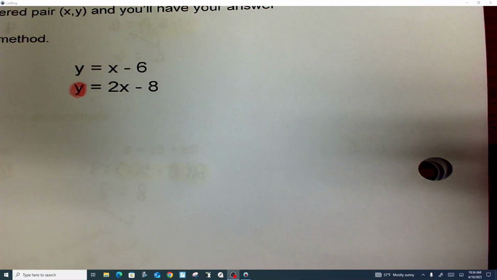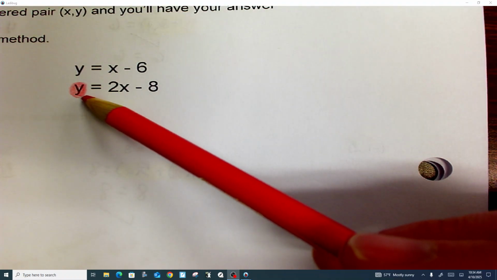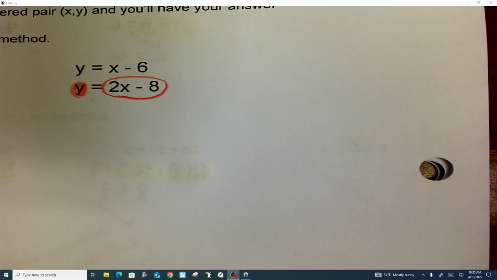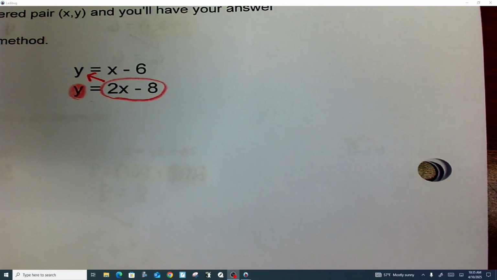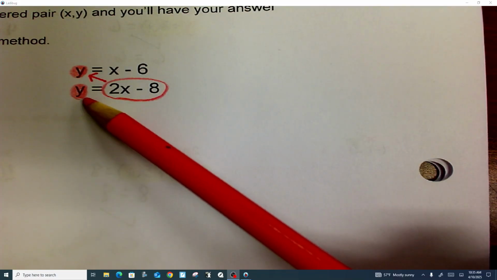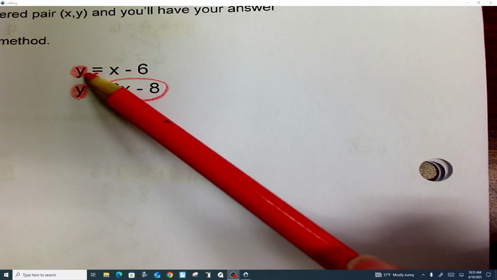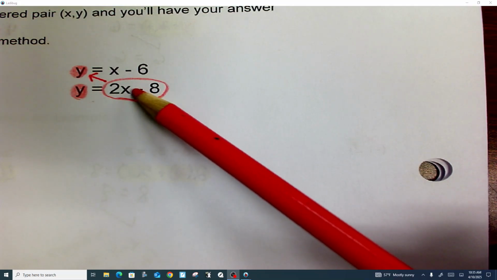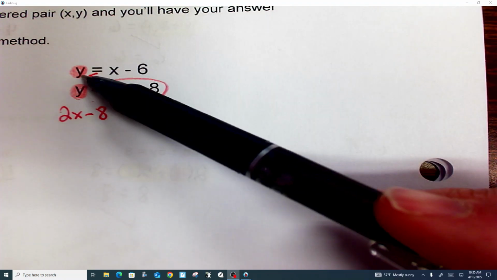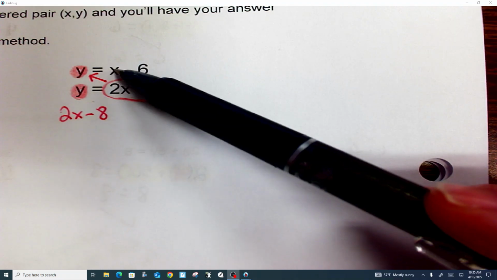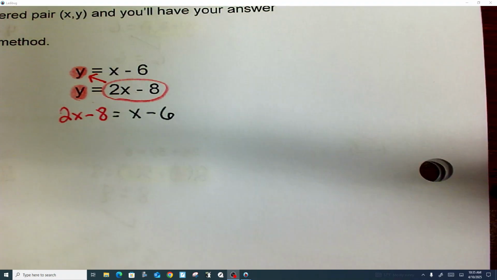So let's just kind of zoom in on this one right here. Find a letter all by itself. Then ask yourself, what is this letter all by itself equal to? Well, it's equal to 2x minus 8. What's our next step? Since the one that we chose is equal to 2x minus 8, we're going to take this 2x minus 8 and plug it into wherever we see that letter in the other equation. We're going to substitute that in. So instead of writing this y, I'm going to write 2x minus 8. Then I'm going to continue writing in the rest of the equation, equals x minus 6. And this is the first step that we do.